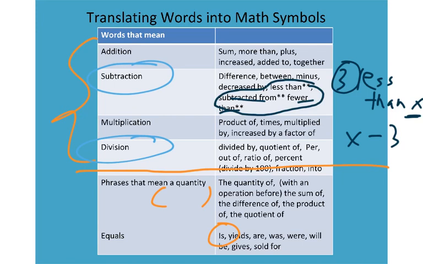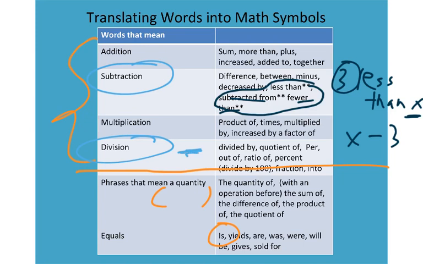But addition and multiplication are what's called commutative operations. That means the order does not matter when you're adding or multiplying 2 things. You would still get the same answer. But for subtraction and division, the order is very important. And for these phrases of division, whatever comes before the phrase will typically go in your numerator, and whatever comes after the phrase will go in your denominator.